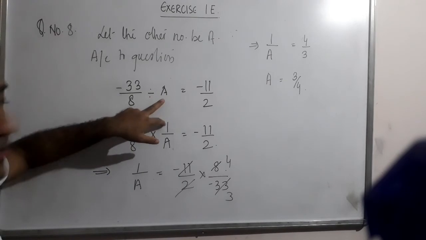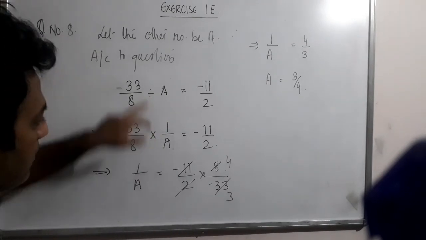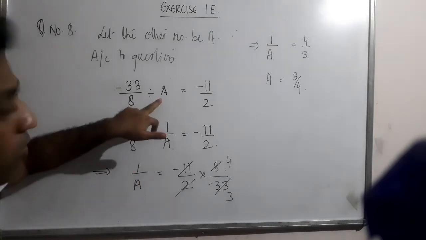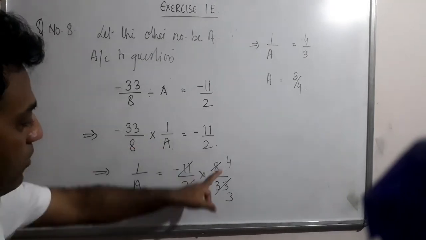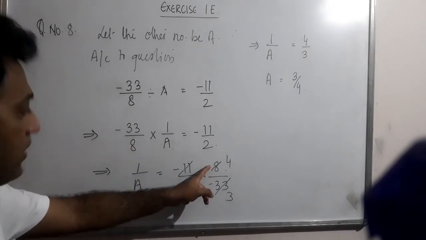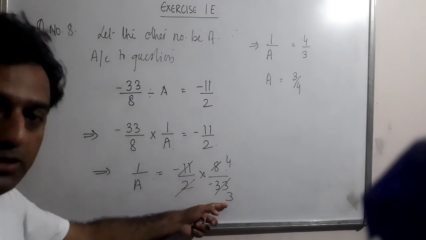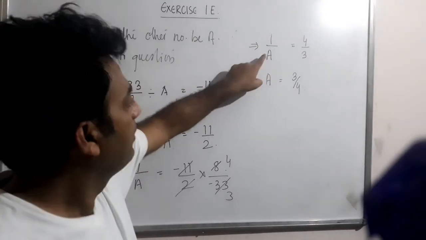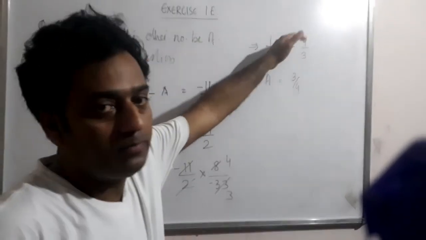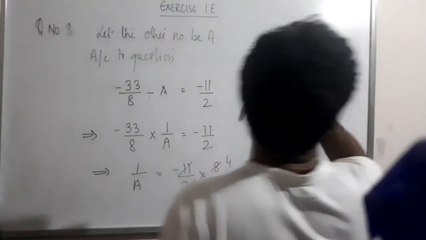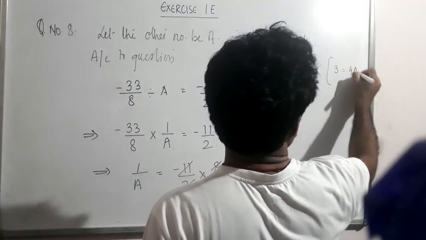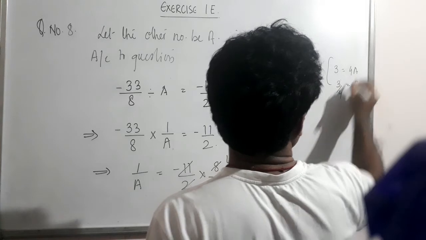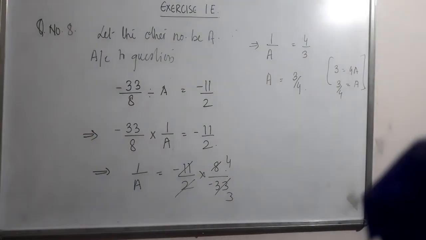What did we divide by? We divided by A. Please see the reciprocal of A. Whenever we convert, the division will get converted to multiplication, and we take the reciprocal of A, which is 1 by A. 8 will go to the numerator part of the other side, minus 33 to the denominator part of the other side, and they cancel out. So here it is 1 by A. If you take the reciprocal of A, 3 will come to the upper part. Other students will solve it this way also. See, this is how you will solve question number 8.